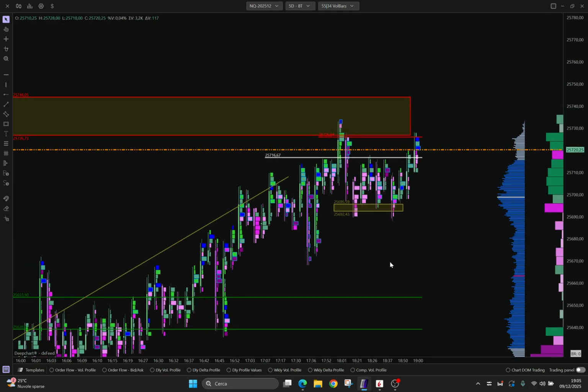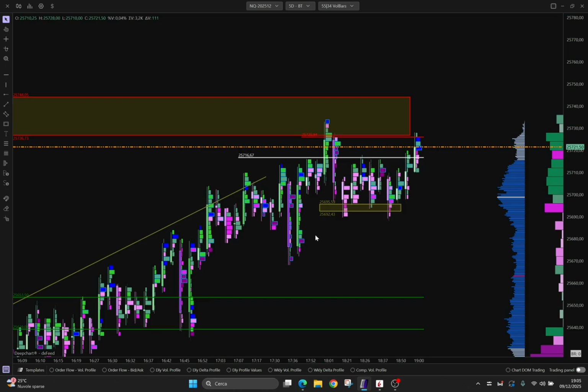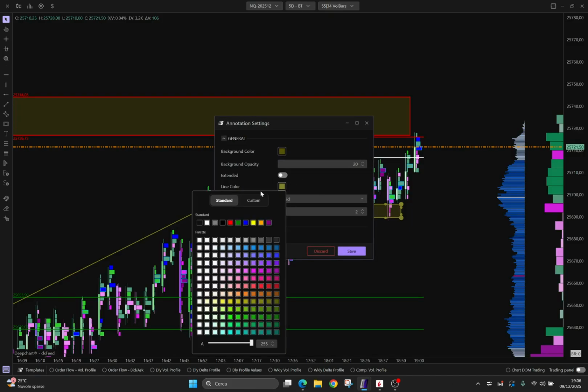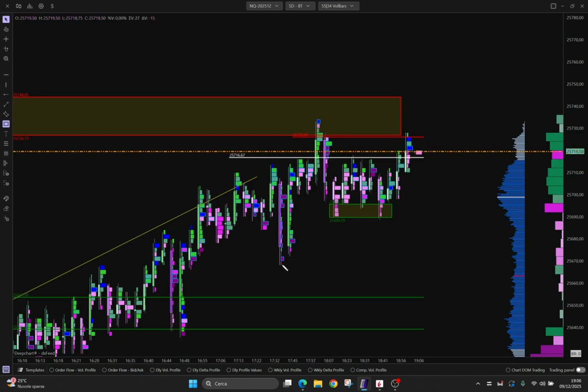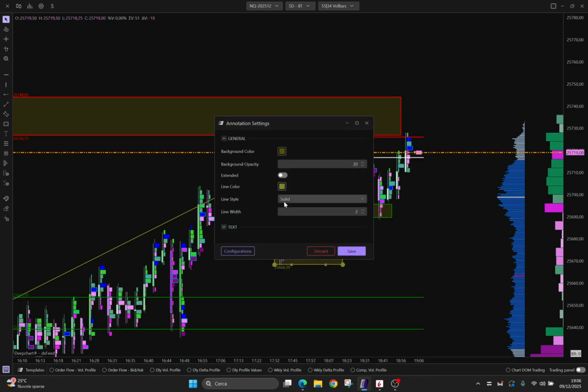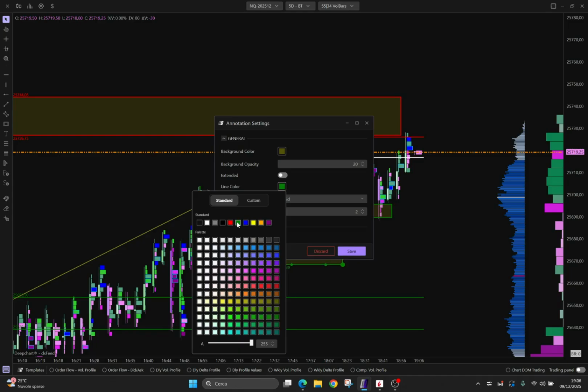Now, what you can see here is that these blocks are absorbed orders. So you can refine your protection level of the buyers. And as you can see, the two levels that I marked are perfect absorption of the buyers.